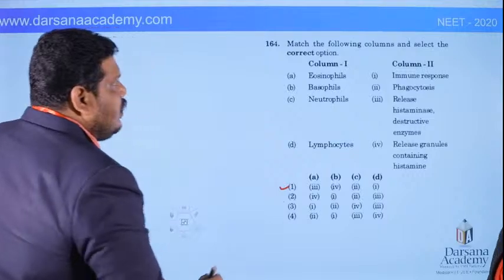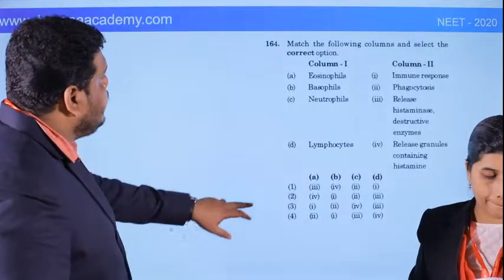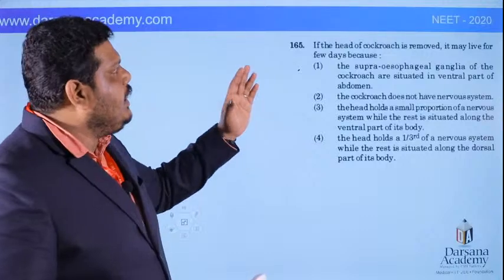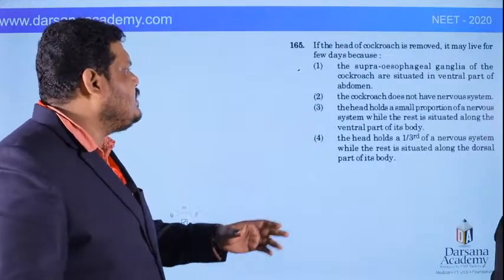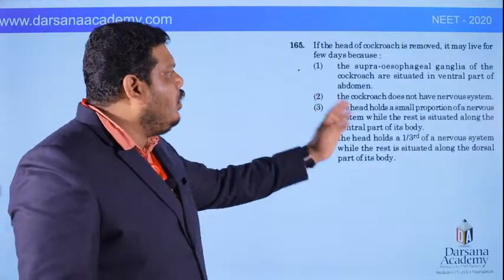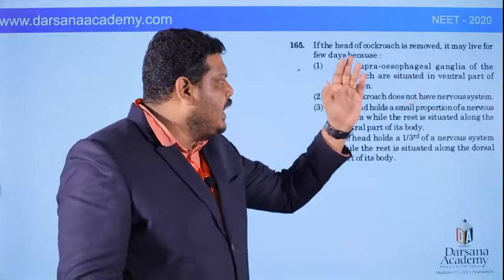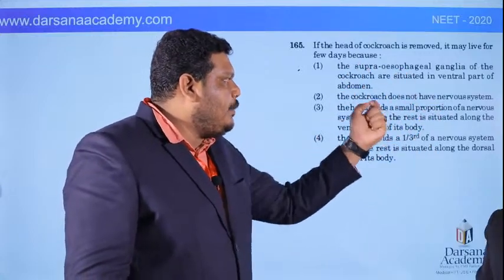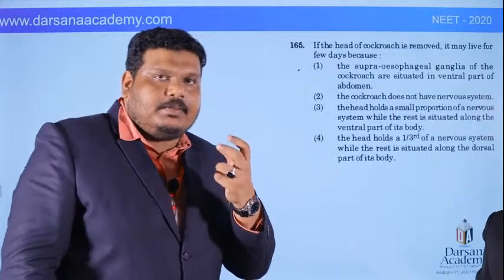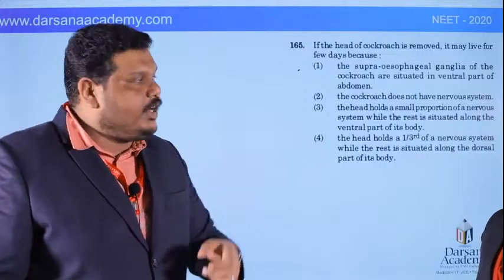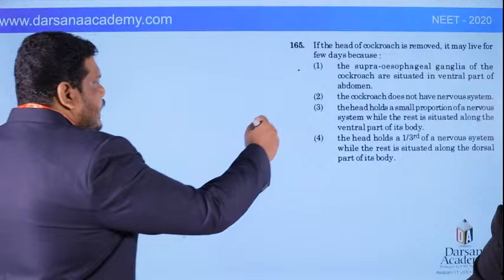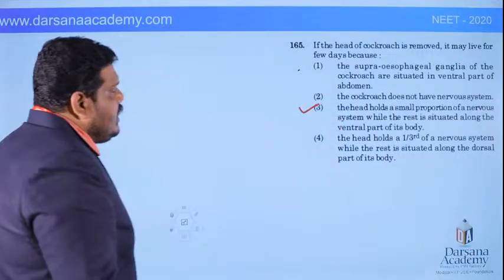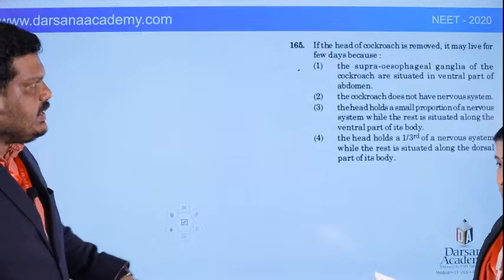So the answer is 1. Next, question 165. If the head of the cockroach is removed, it may live for a few days. Simple. The answer is option number 3, because the head holds only small portions of the neural system, while the rest is situated along the ventral part of its body. The supraoesophageal and circumpharyngeal ganglia are there. So option number 3 is the answer for question number 165. Move on to the next question, 166.